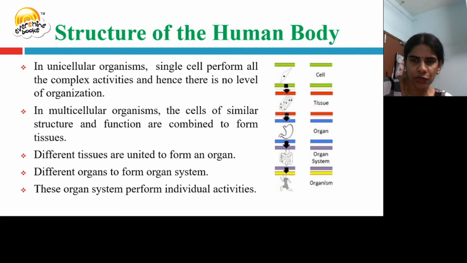All these different tissues combine to form an organ like stomach, small intestine, large intestine, like that. And it forms an organ system like digestive system, respiratory system, circulatory system, excretory system, etc. Each organ system will perform different activities.